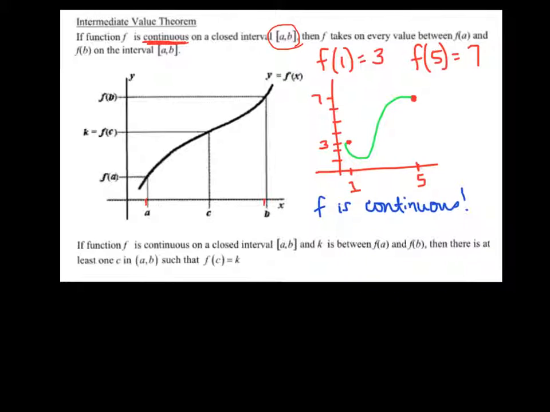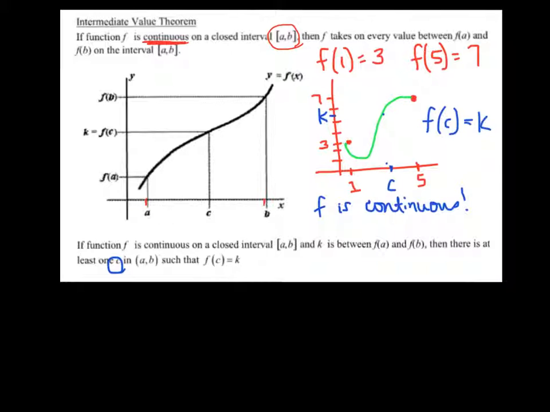Now, what this theorem is saying, first of all, every y value, every height between f of 1 and f of 5, between 3 and 7, is in fact being taken on. The second part of this theorem is just saying that if f is continuous, and k is a y value between f of a and f of b, so I'm going to say that k is right here, then there has to be an x value, which they are calling c, in the open interval a to b such that f of c is equal to k.